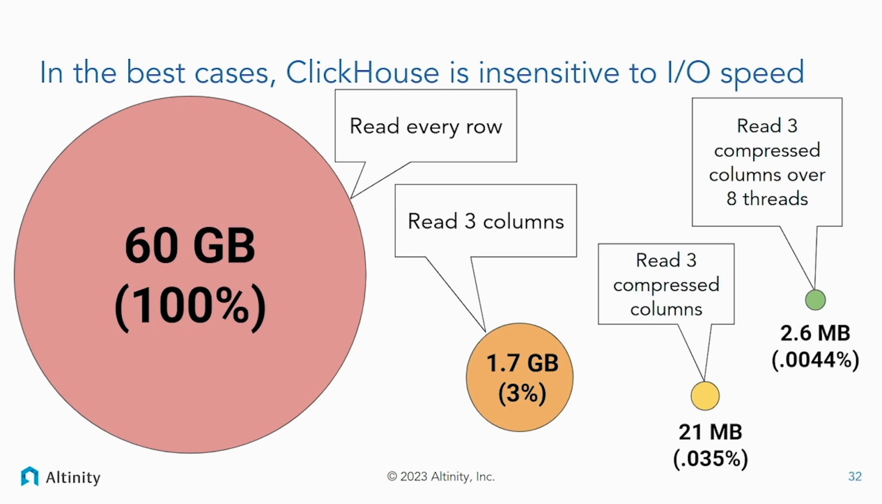So that big sphere represents how much data you're scanning. In ClickHouse, because it's a columnar store, the columns are stored in separate files. We would open up the files only for those 3 columns, so we'd already reduced the data by 97%. Then on top of that, those columns might be compressed. In ClickHouse's case, these 3 columns were compressed very well. So in fact, all we had to read was 21 megs of data compared to 60 gigs.